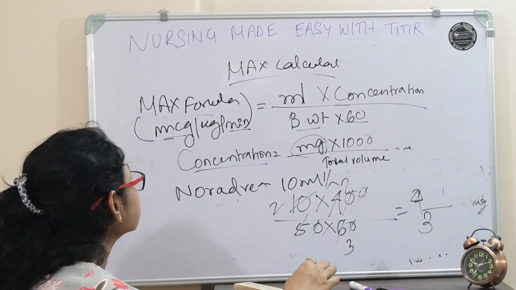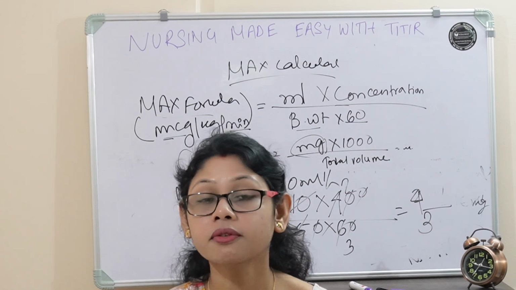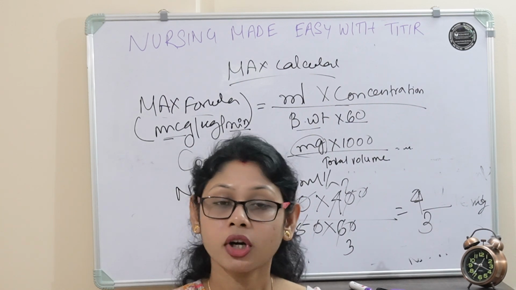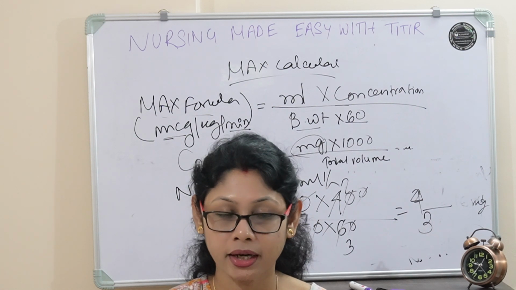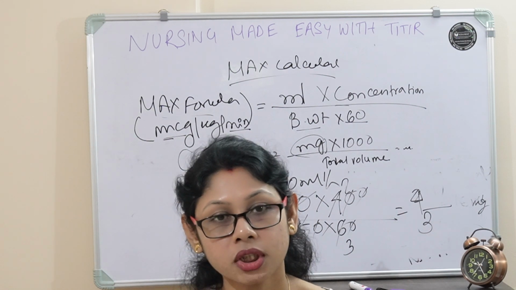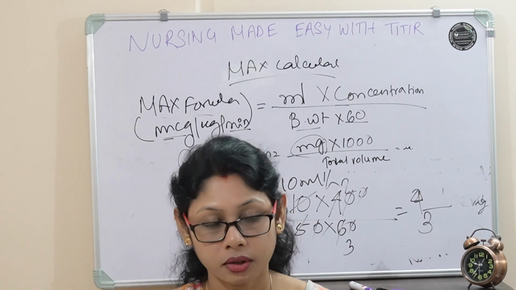Okay. So this is the formula you should use to calculate the maximum dose of inotropic drugs. For adrenaline, we generally use 1 ampule for the stat dose. 1 ampule is equal to 1 mg. Or for dilution, we can dilute according to your ICU protocol.